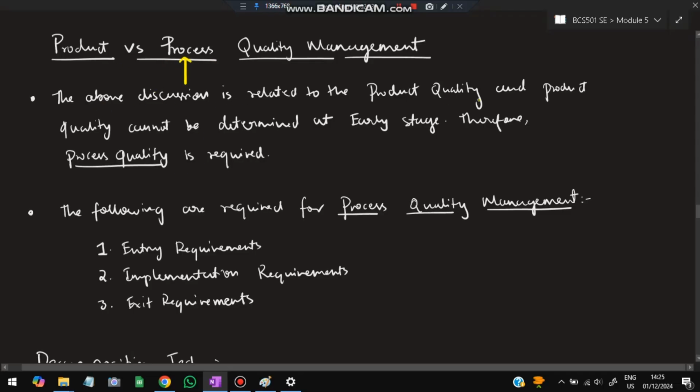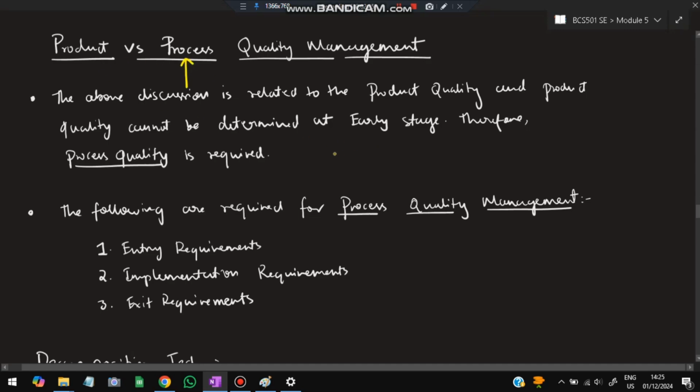The above discussion is related to product quality, and product quality cannot be determined at an early stage. Whenever we are planning, whether the product is good or not will be determined at the end of the project. We can test it and get to know. But before that, how can we get to know? Before that, we cannot know by product quality, but we can know by process quality. Why?